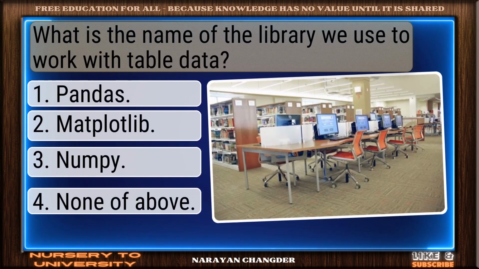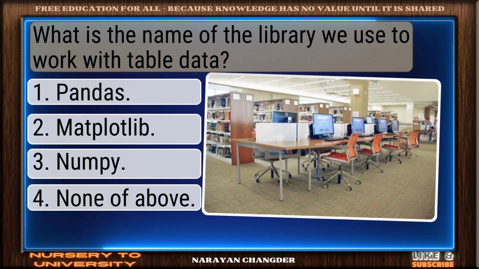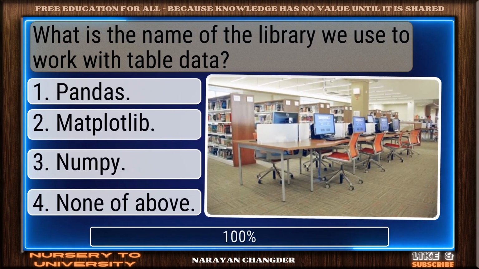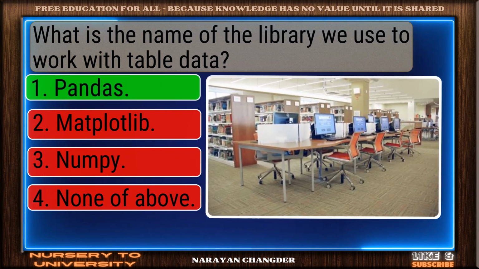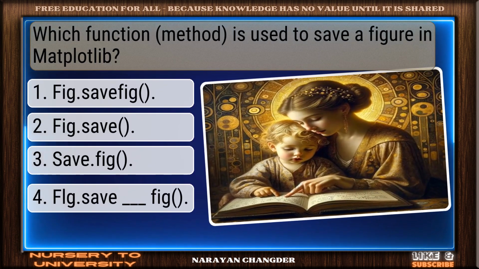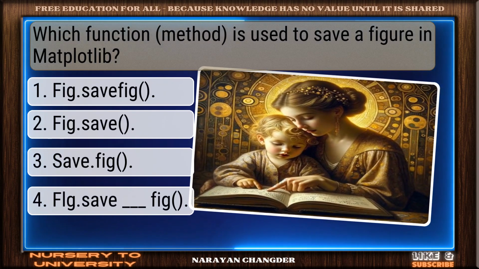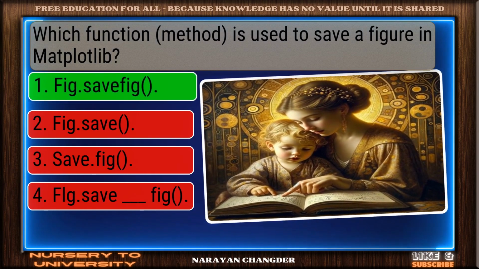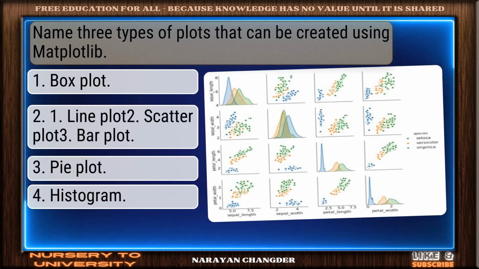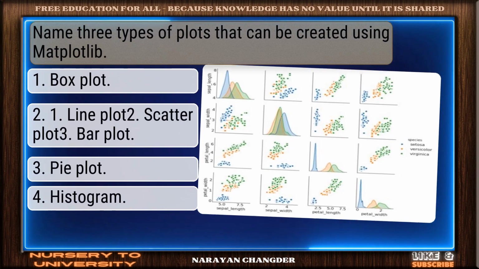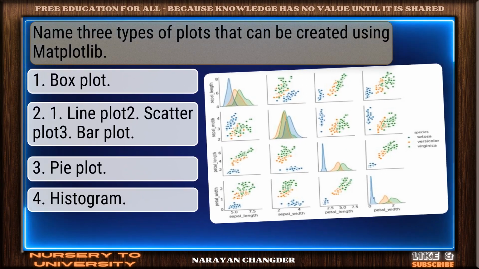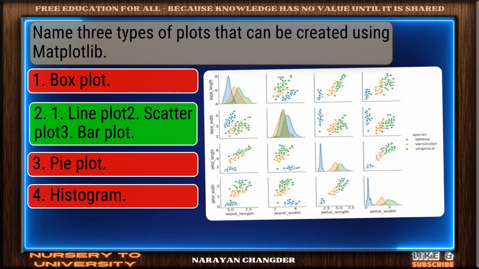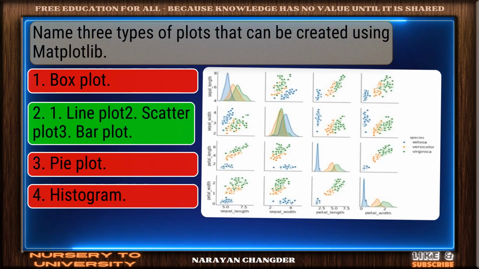Question number 16. What is the name of the library we use to work with table data? Strong choice. Pandas is the right answer. Question number 17. Which function is used to save a figure in Matplotlib? Nice work. You chose fig.savefig, and it is correct. Question number 18. Name 3 types of plots that can be created using Matplotlib. Right again. 1. Line plot, 2. Scatter plot, 3. Bar plot is a valid answer.